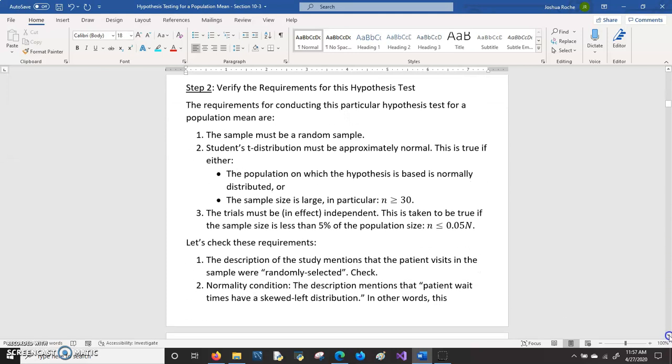The second step is to verify the requirements for this hypothesis test. The requirements for this test are, number one, the sample must be a random sample. Number two, students' t-distribution must be approximately normal. And this will be true if one of these is true: if the population on which the hypothesis is based is normally distributed, or if the sample size is large, in particular if the sample size is more than 30. And then the third requirement is that the trials must be, in effect, independent. And this will be true as long as the sample size is less than 5% of the population size.